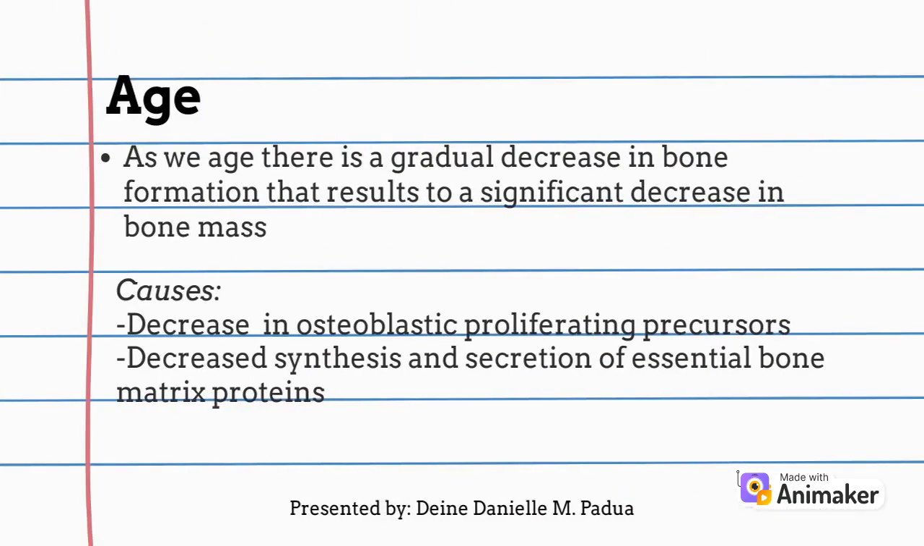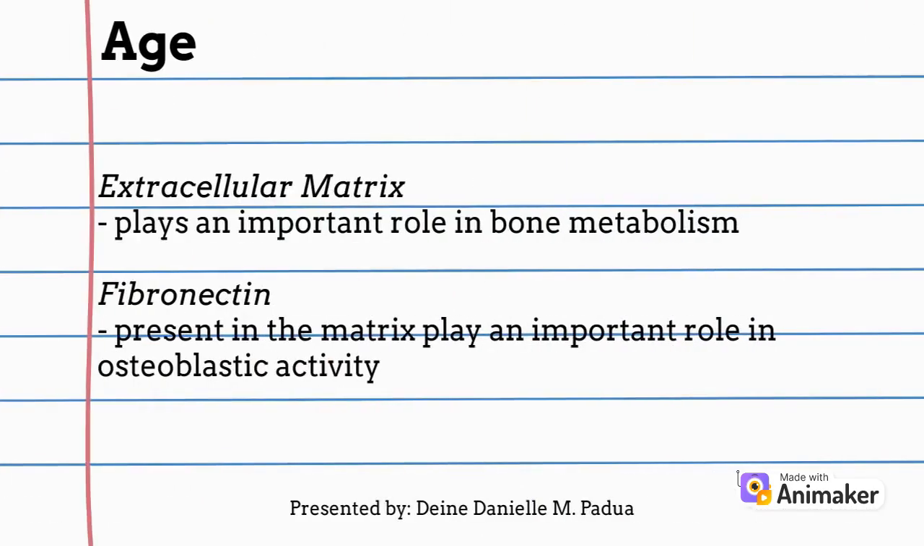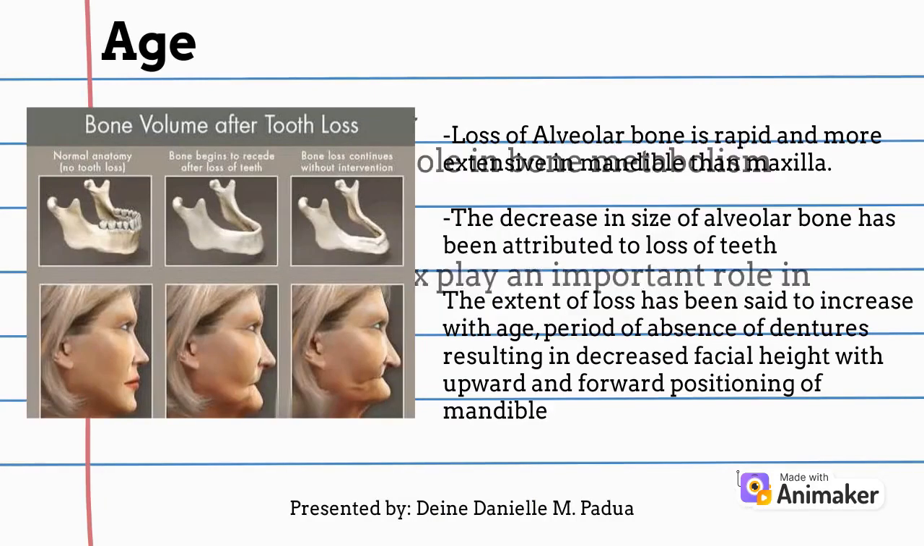As we age, there is a gradual decrease in our bone mass. The causes are a decrease in osteoblast proliferating precursors, and decreased synthesis and secretion of essential bone matrix proteins. Extracellular matrix and fibronectin are very important, and damage to these might cause dysfunction and is responsible for reduced bone formation. Loss of alveolar bone is rapid and more extensive in the mandible.